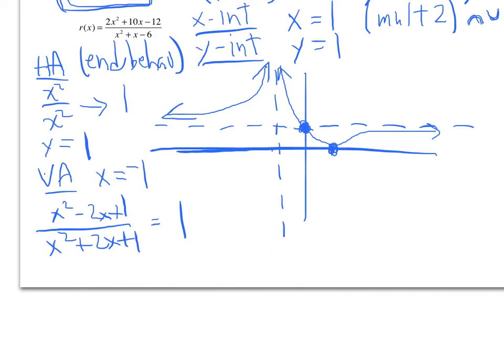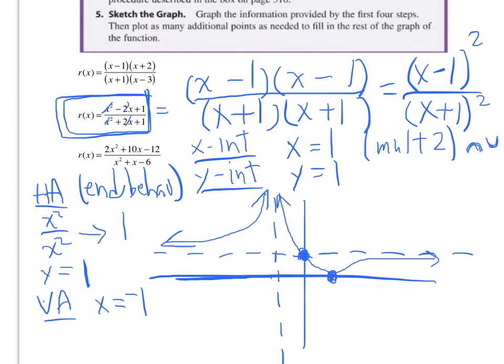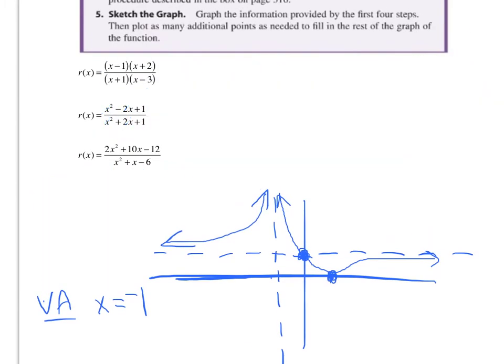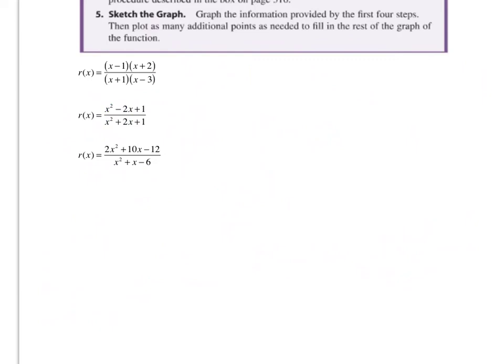So now we're ready to do the last exercise in this group, and that is r of x equals 2x squared plus 10x minus 12 over x squared plus x minus 6. So first we'll factor that.